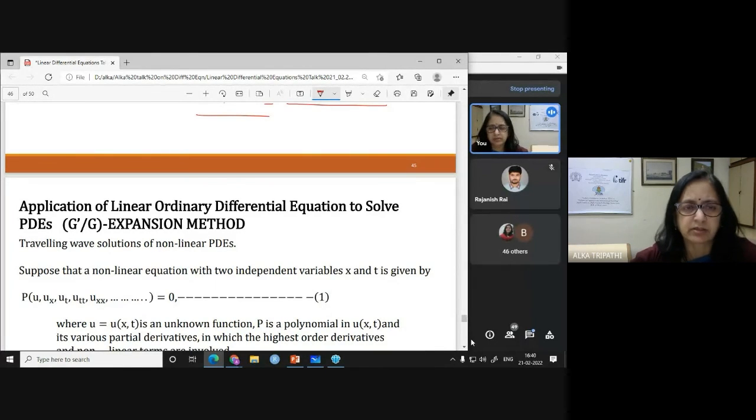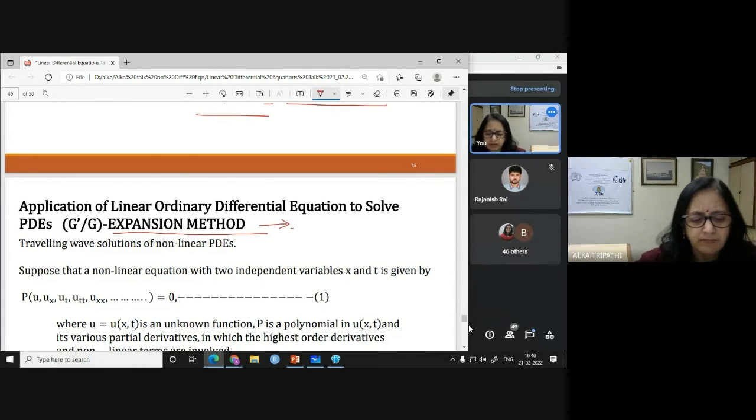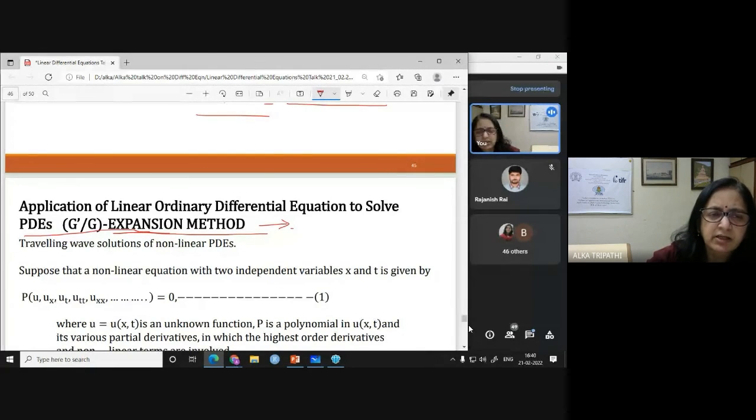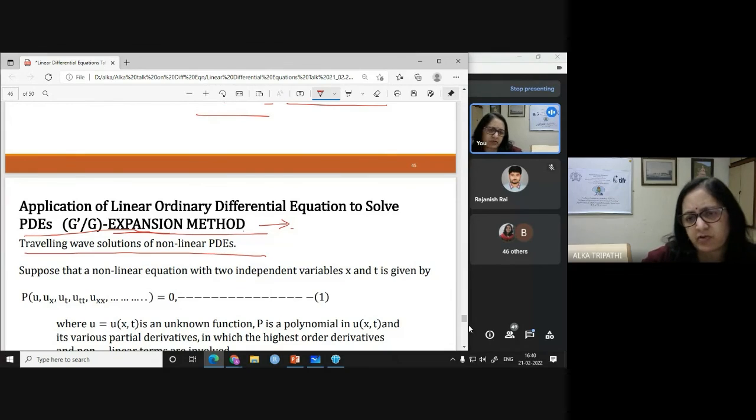Okay, this I have taken from one of the faculty who is working in partial differential equations only, Dr. Lakhveer Kaur. So in this case, let us see how we are using the second order method. Say suppose we describe the G dash by G expansion method for traveling wave solutions of non-linear partial differential equations. This is just for your knowledge. If you are all interested, you can study further.